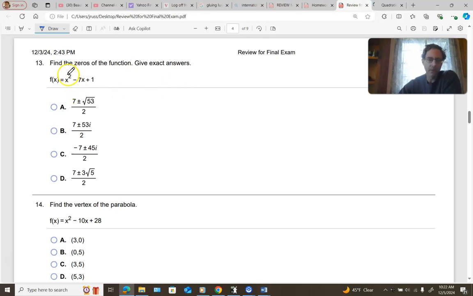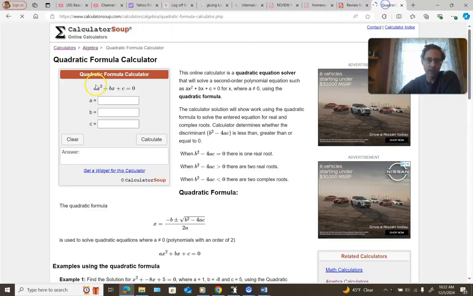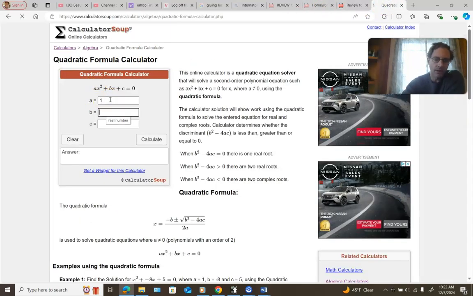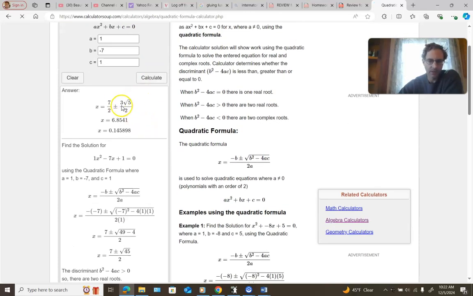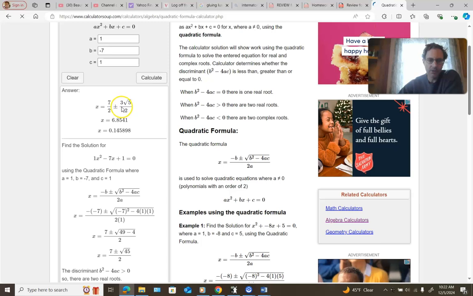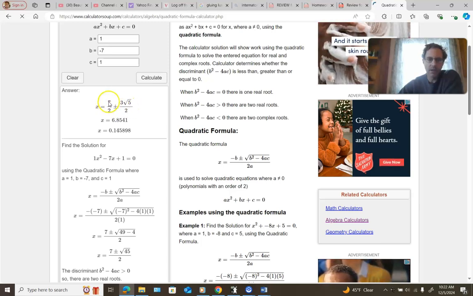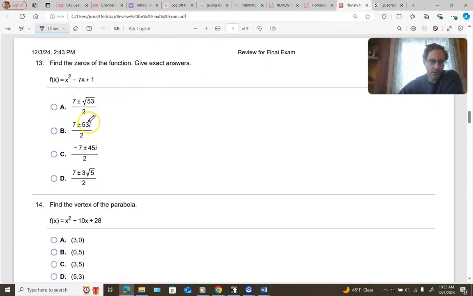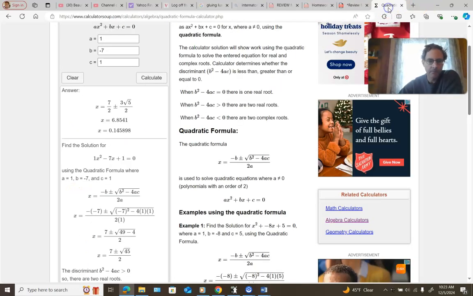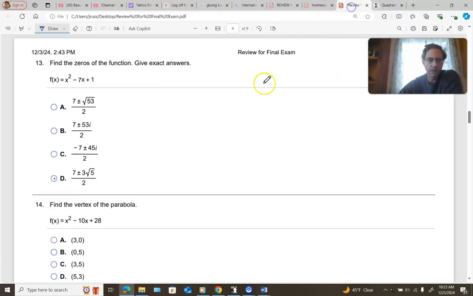Okay, so look back over here. Our A is 1, our B is -7, and our C is 1. So we'll type these coefficients in. 1, -7, and 1. And this is what we come up with, okay? Now you can draw this fraction bar straight across if you want. So 7 plus or minus 3 square root of 5 all over 2. I think it's going to be D. Yeah. It's got to be D, guys.